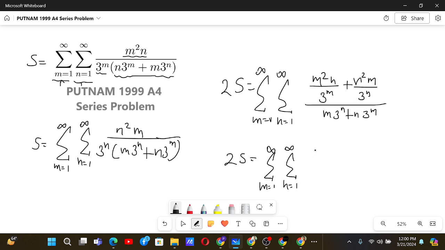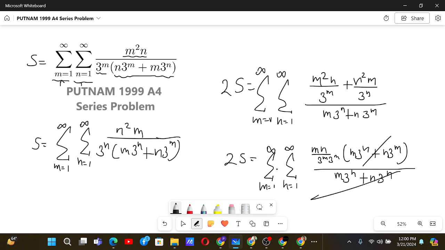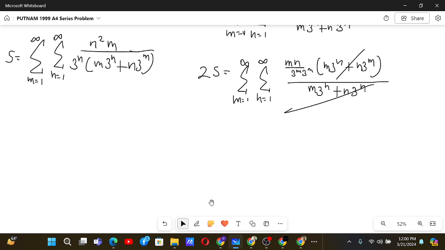If you take the LCM, you can take mn common as well, and then take 3 to the power m plus n as the LCM, and then what will remain? m 3 to the power n plus n 3 to the power m will remain. And this is exactly what's in the denominator, which is pretty awesome because now it has simplified a lot. You can cancel this too. Now it's an obvious, evident problem. You all know what to do next.